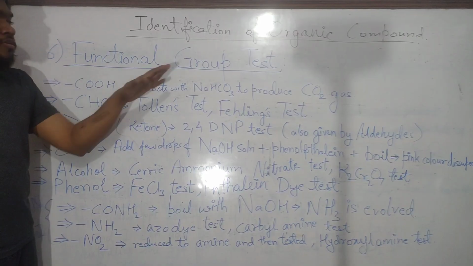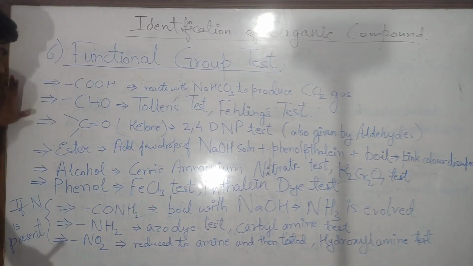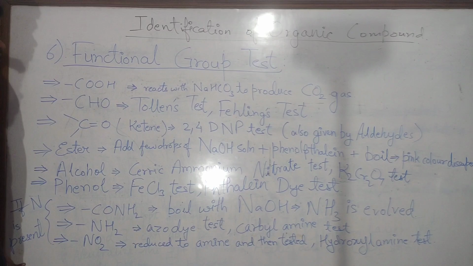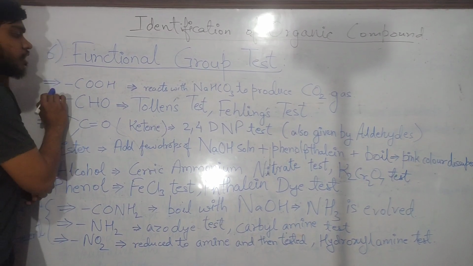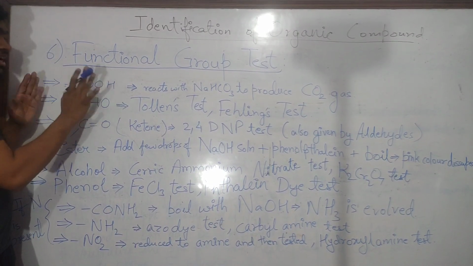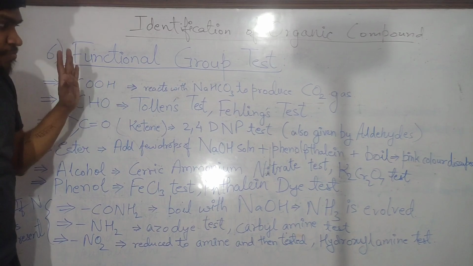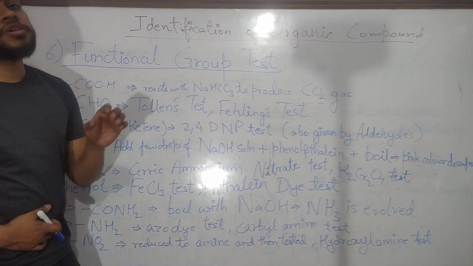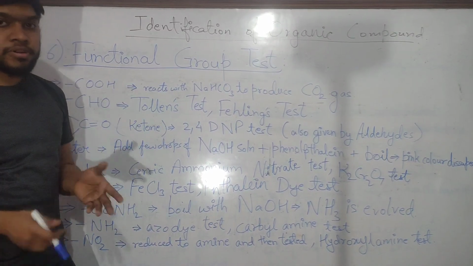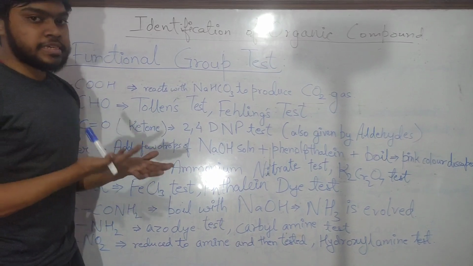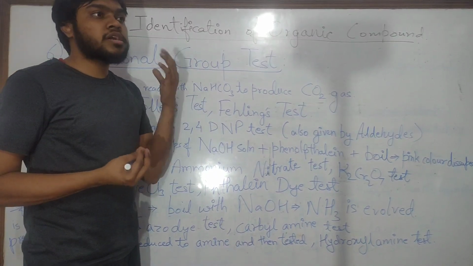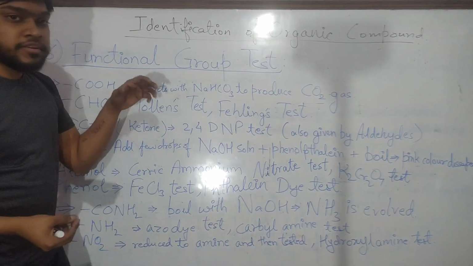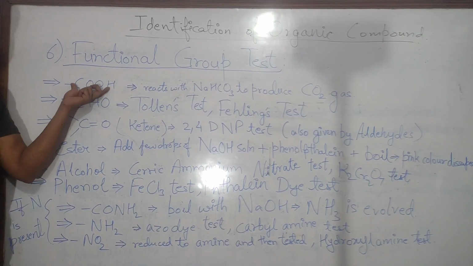Okay, now we have to perform the functional group tests in the same order as I have written over here. So first we perform the test for acid group, which is the carboxylic acid group, COOH group. We add sodium bicarbonate solution to this organic compound in a watch glass, and if we see CO2 gas bubbles or we hear some fizzing sound, then we can infer that carboxylic acid group is present in our compound.